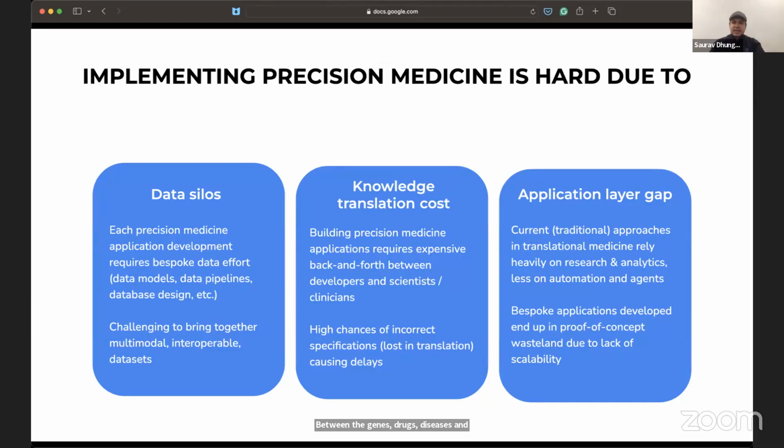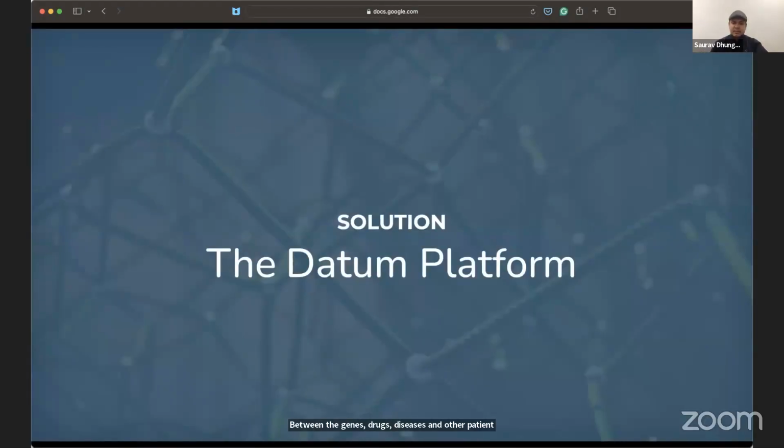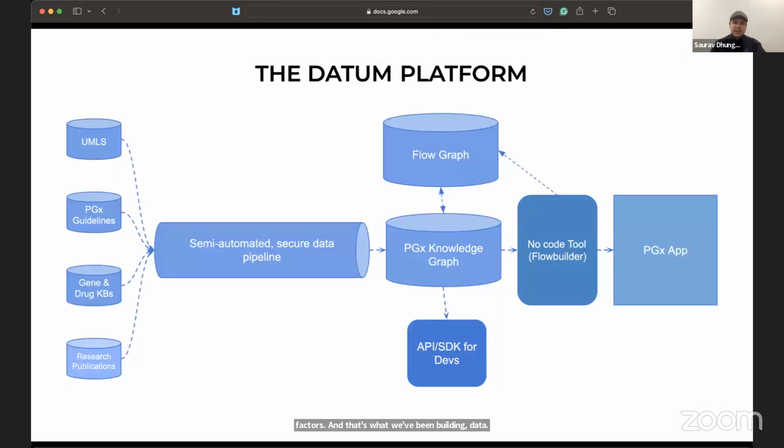And that's what we've been building here at Datum. So the Datum platform is an end-to-end biomedical platform to build and deploy secure biomedical applications using both private and public data. And its foundations are built on data-centric architecture powered by Semantic Graph Technologies. So the diagram here shows an overall high-level view of the architecture that we are using.